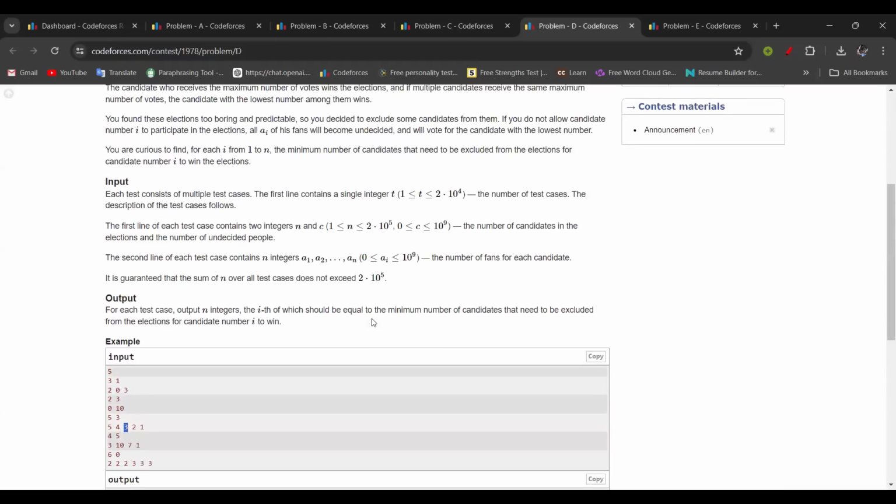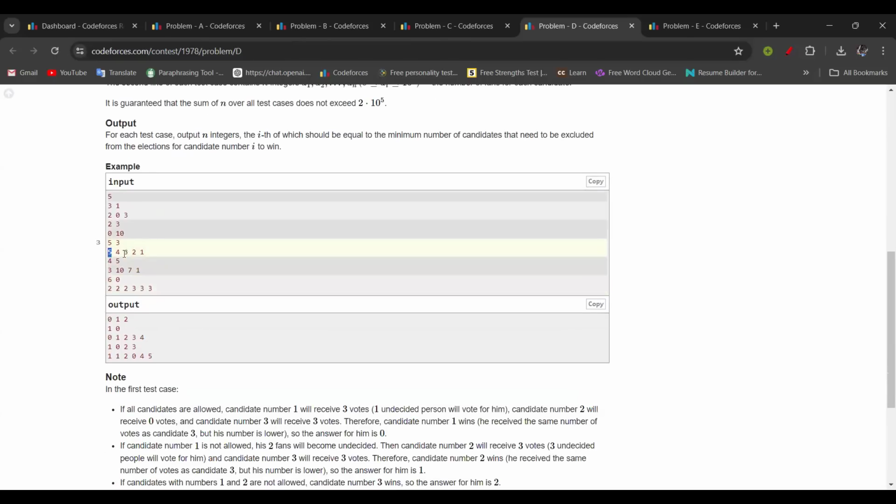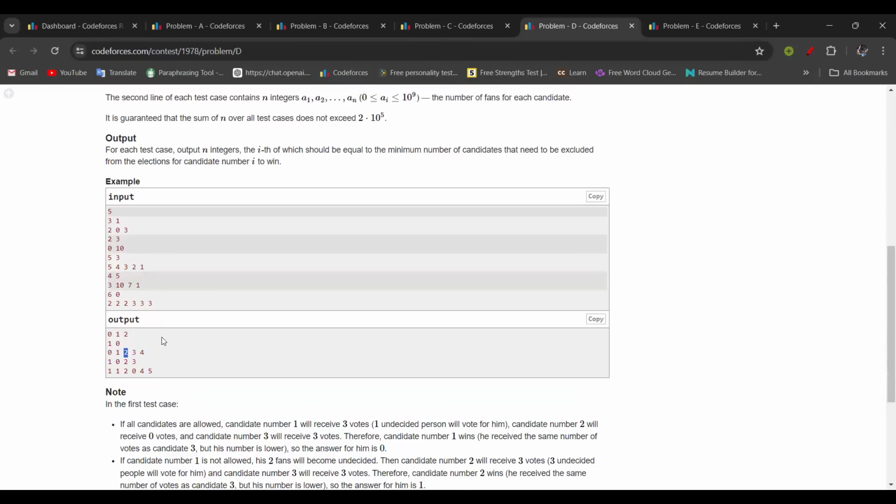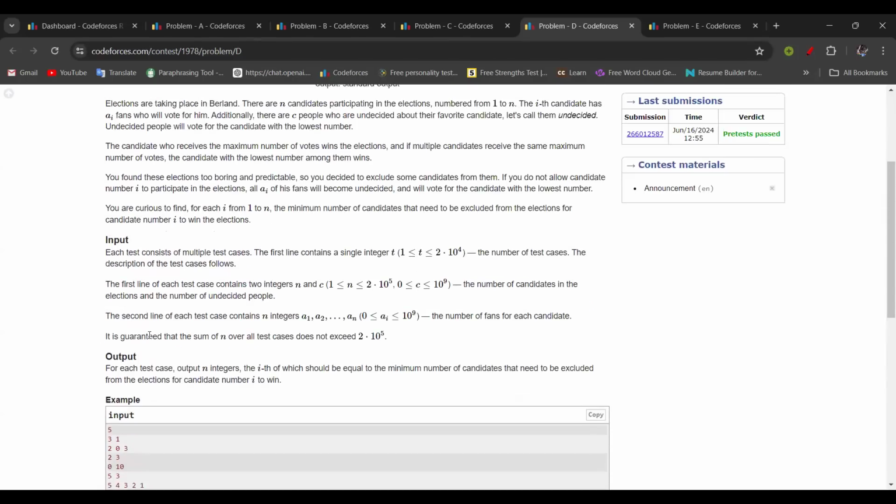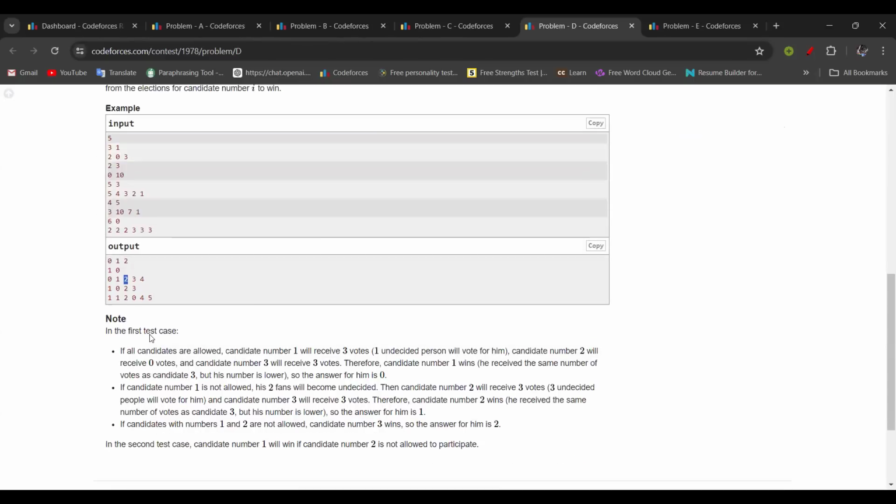That's our question, and we have to find this for all i. For every candidate, we have to find this value and print it. So for the first candidate we'll output an answer, for the second, for the third, for every candidate. Okay, let's understand this thing with an example. Let's take the first test case.